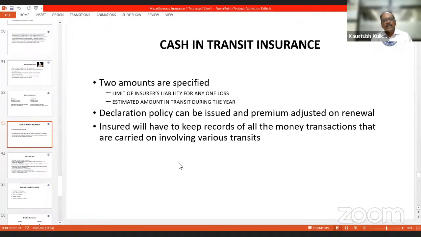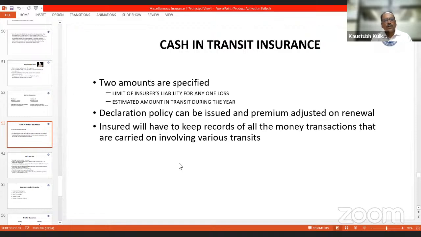Suppose that a businessman is having money in transit in a year of 1 crore, but at any one point of time, the maximum amount of cash or money in transit is say 5 lakhs. So what will be the liability of the insurance company in case of a single claim? In case of any claim, the liability is not 1 crore, but it is maximum 5 lakhs. This is the concept of AOA, AOY limit.